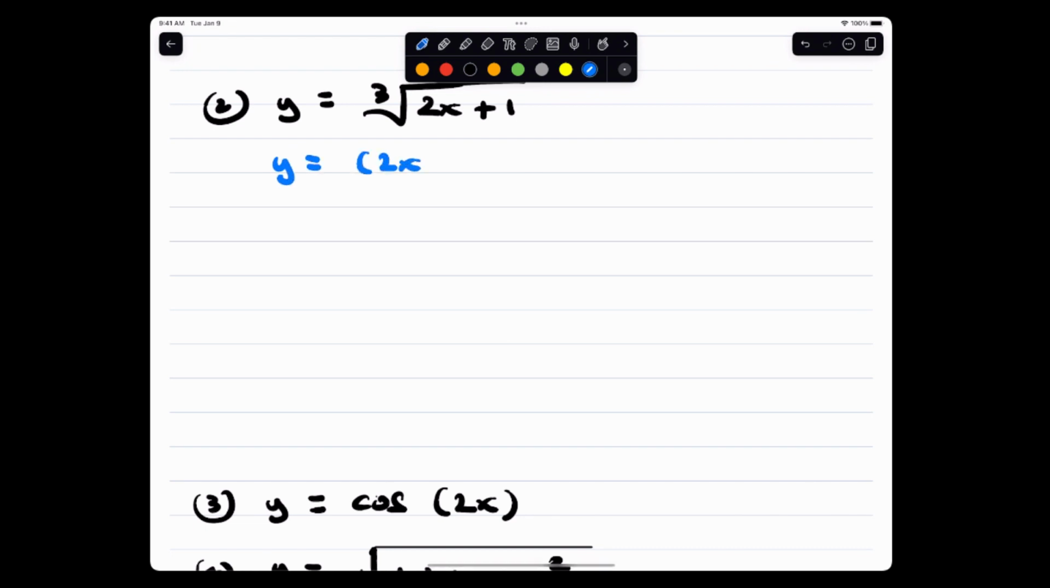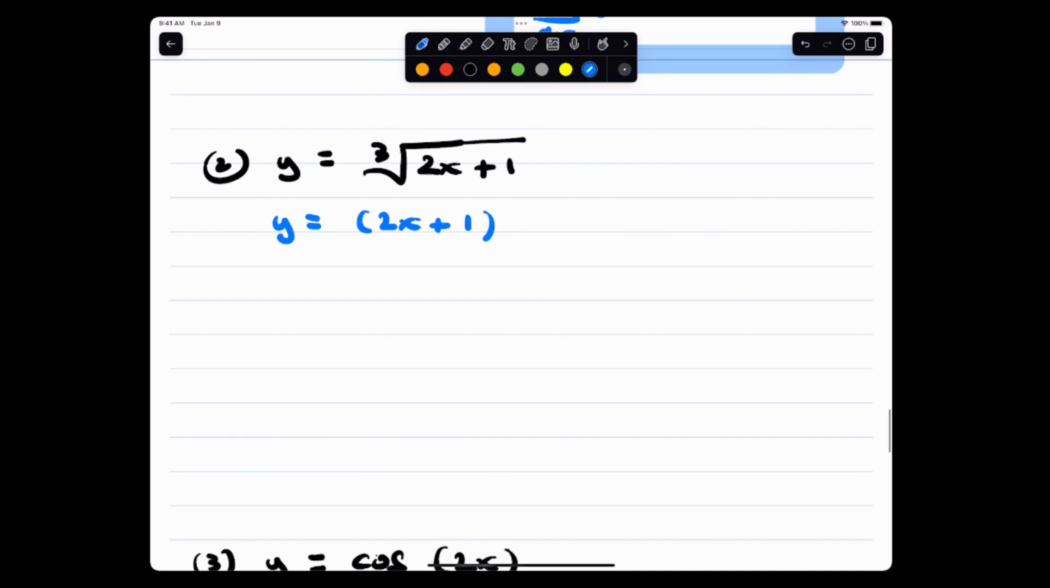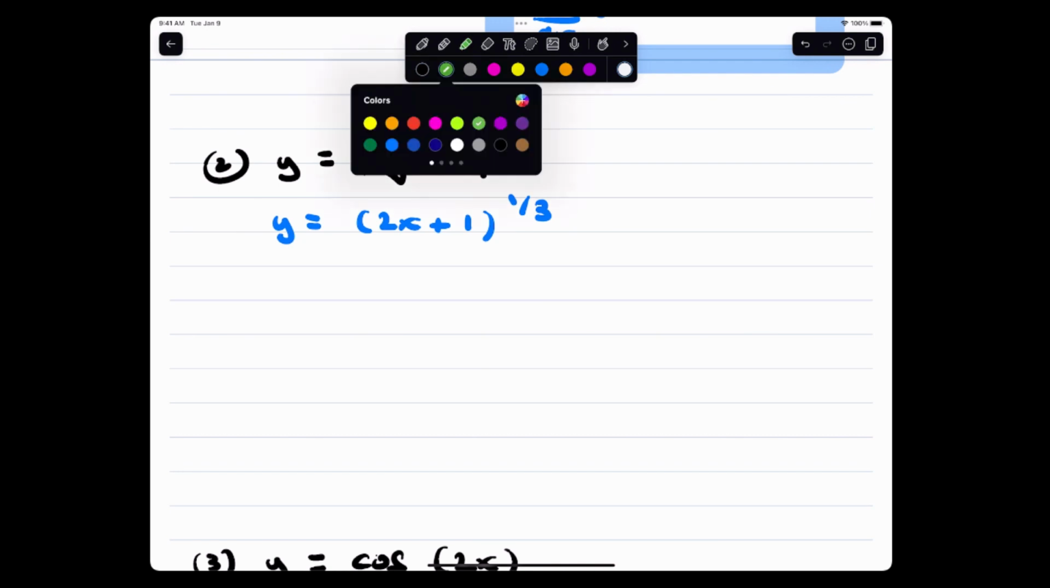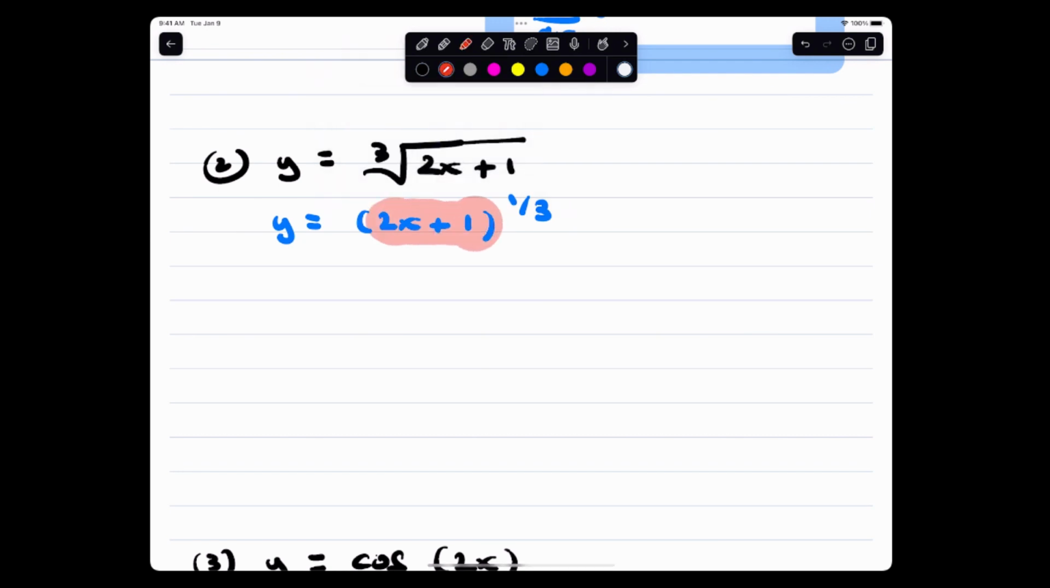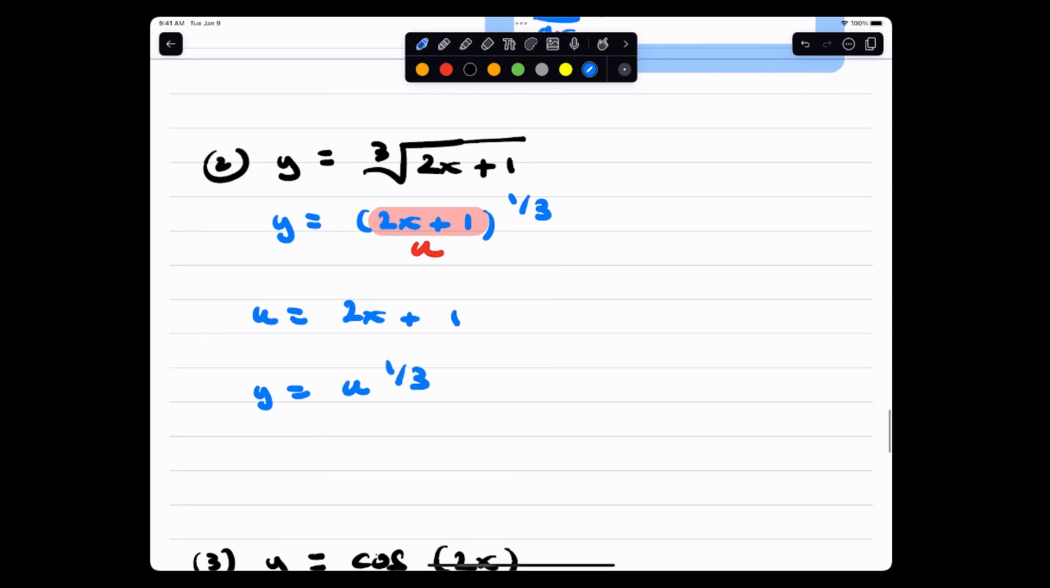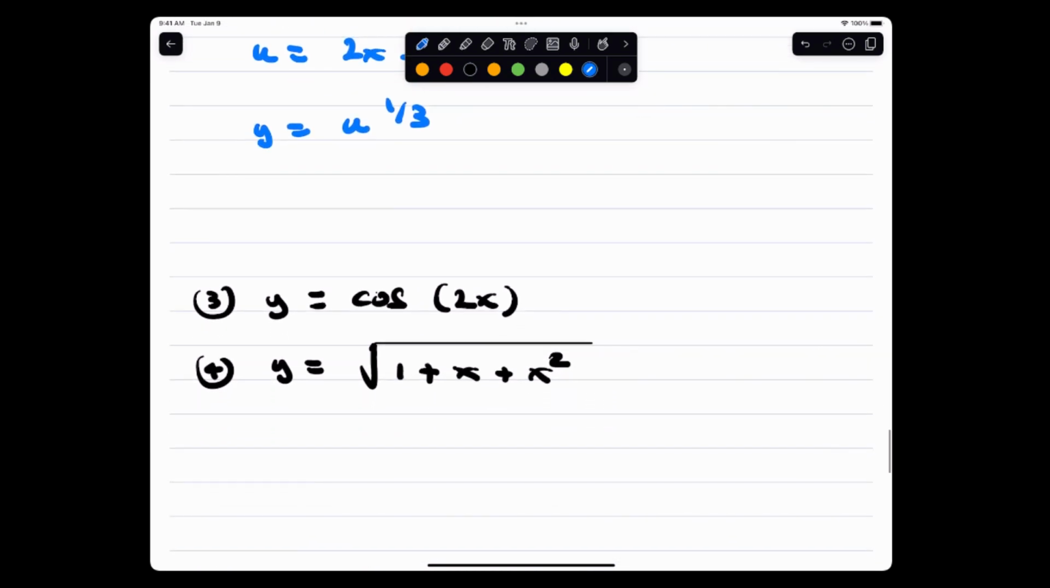y is 2x plus 1 to the what power now? Isn't that 1/3? Right? That's the cube root. That's a cube root, ladies and gentlemen. So that's 1/3. What will be the inside function now? What's inside your parentheses? Isn't that 2x plus 1 inside the parentheses? Okay, so here u will be 2x plus 1. y then will be u to the 1/3. Okay, you guys see that there?